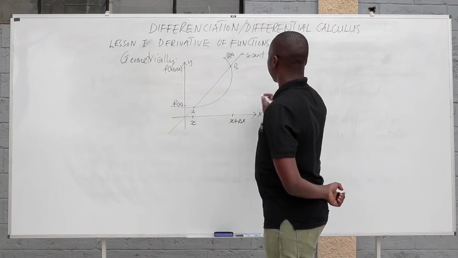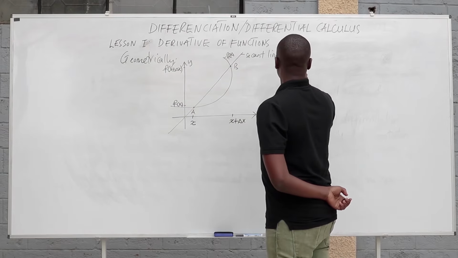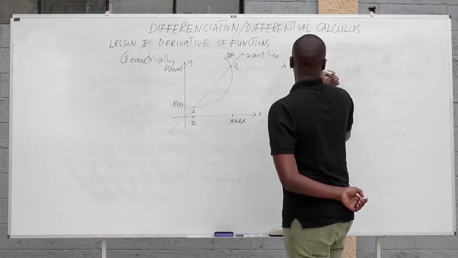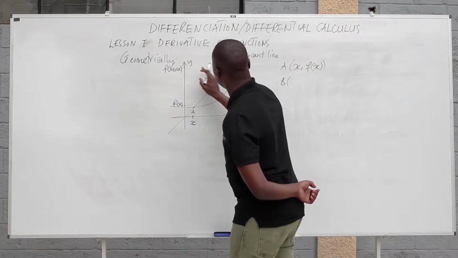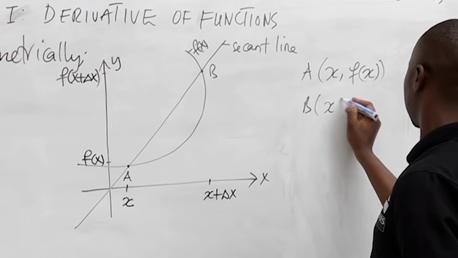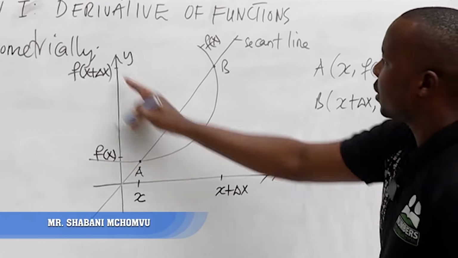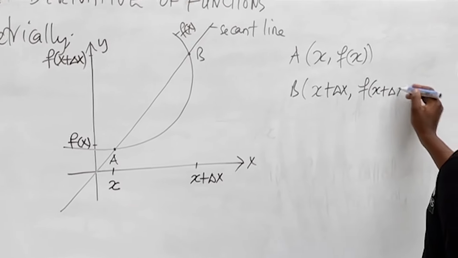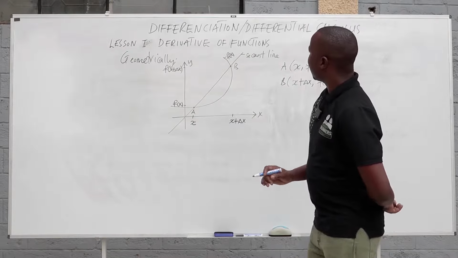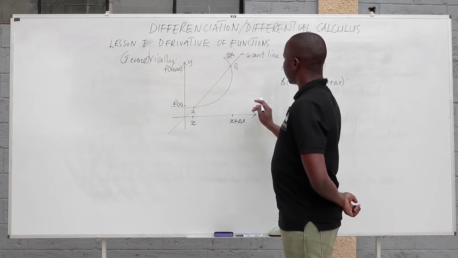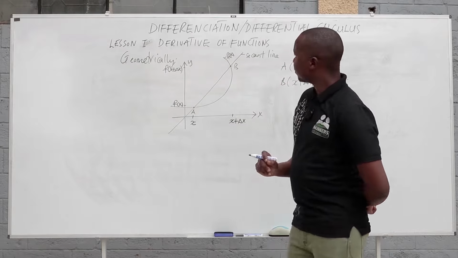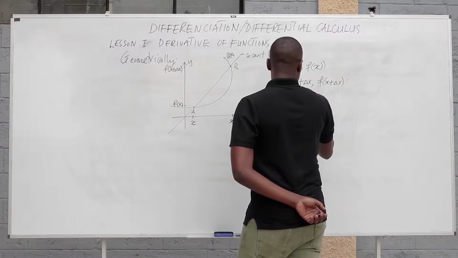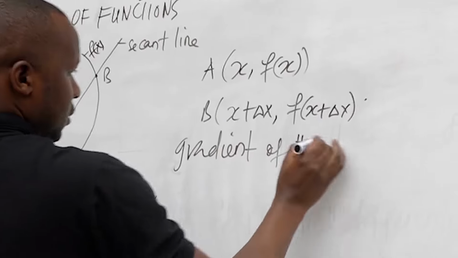Now for example, here we have our point A, that is x, f of x, and we have the point B here, that is x plus change in x, and the y coordinate is f of x plus change in x. Now we can try to find the gradient of the second line.